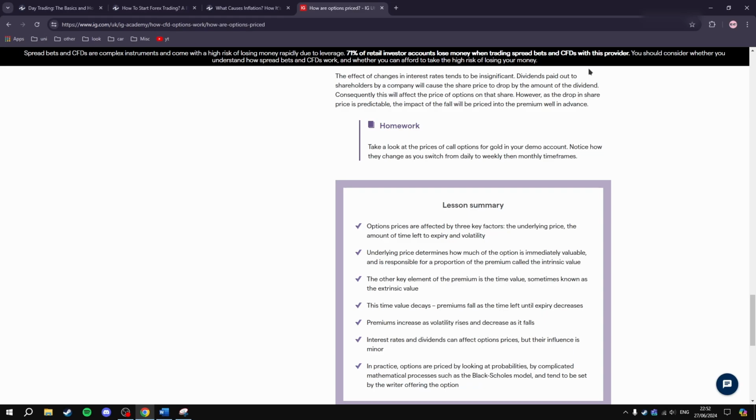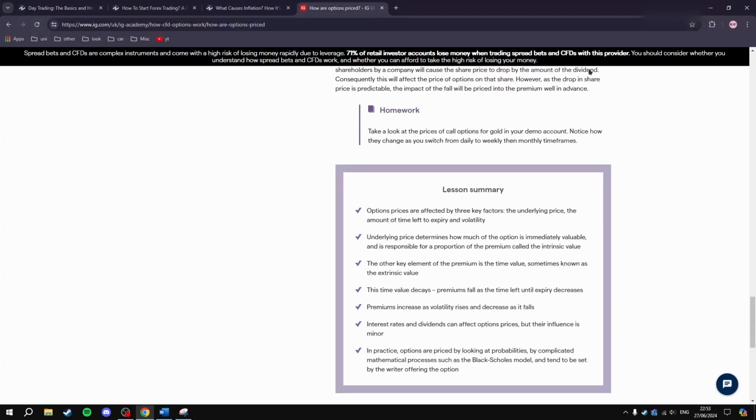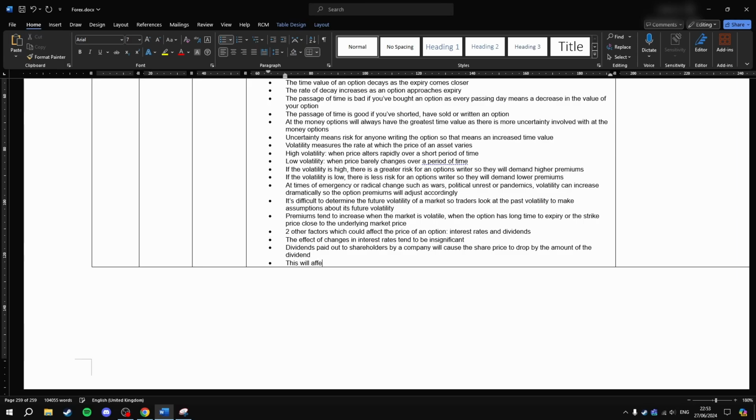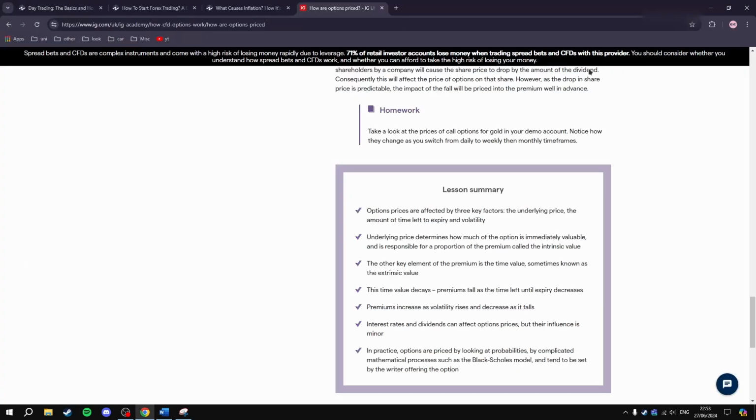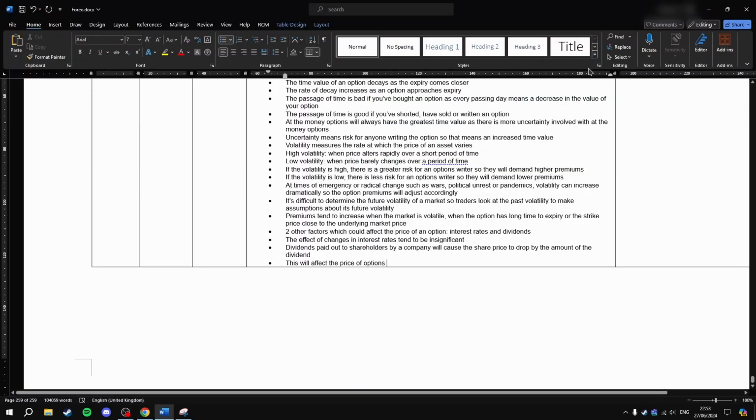So the share price drops, then the options price might drop as well, because if it rises, then it's going to be harder for that gap to be closed up, if you see what I mean. This will affect the price of options on that share.